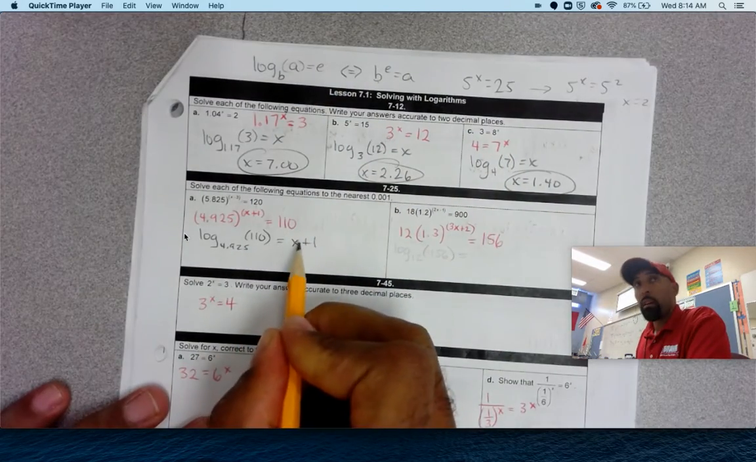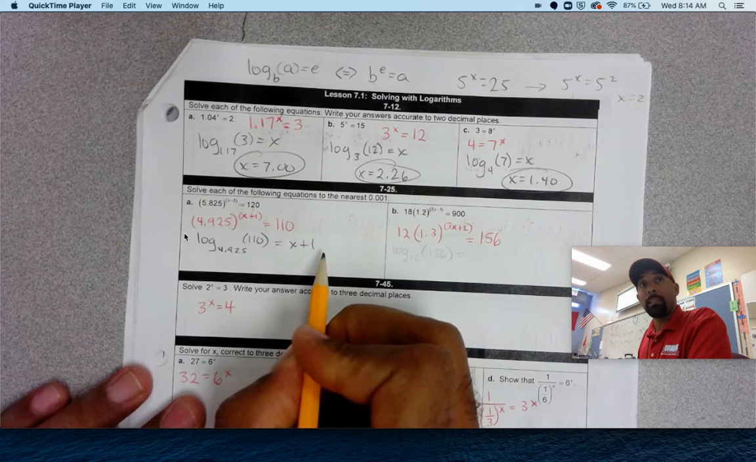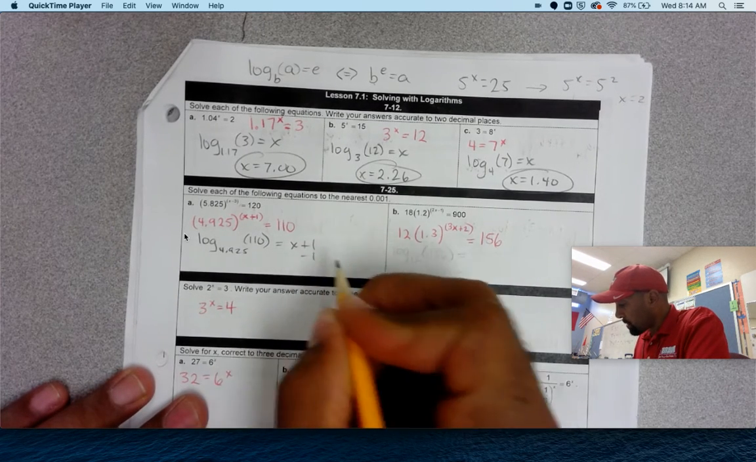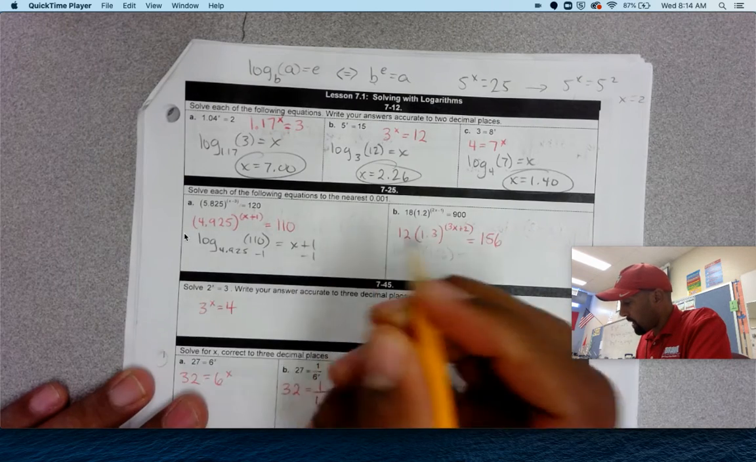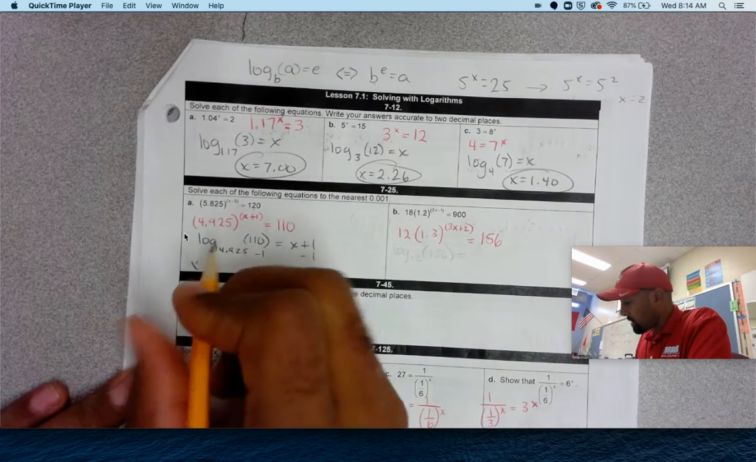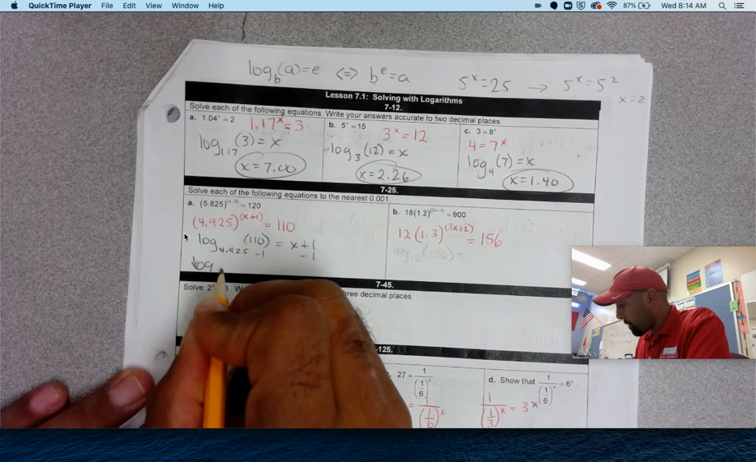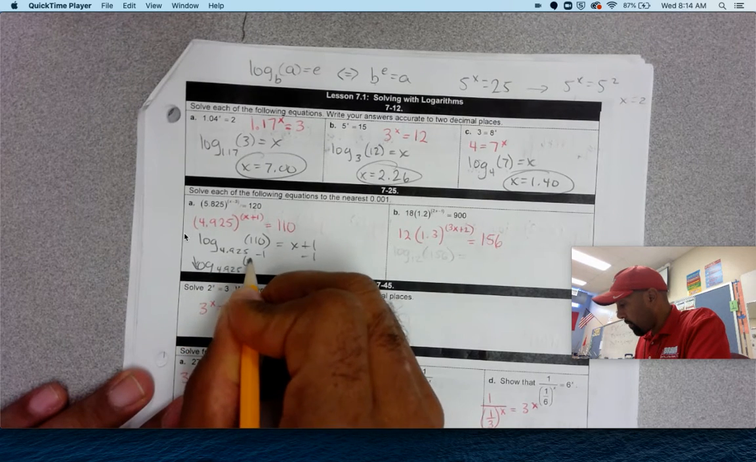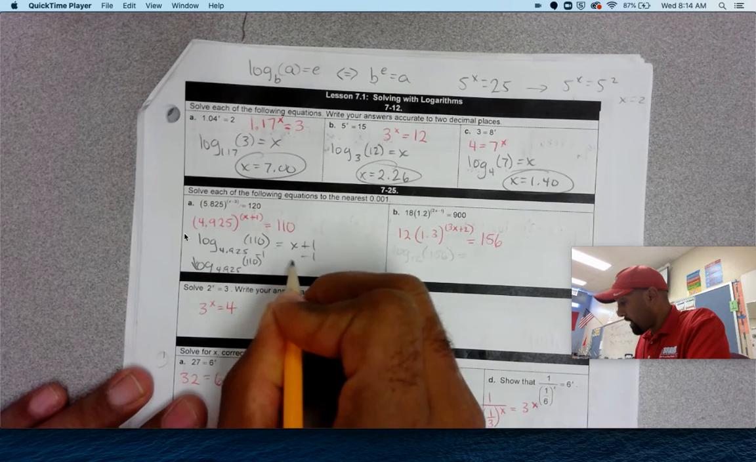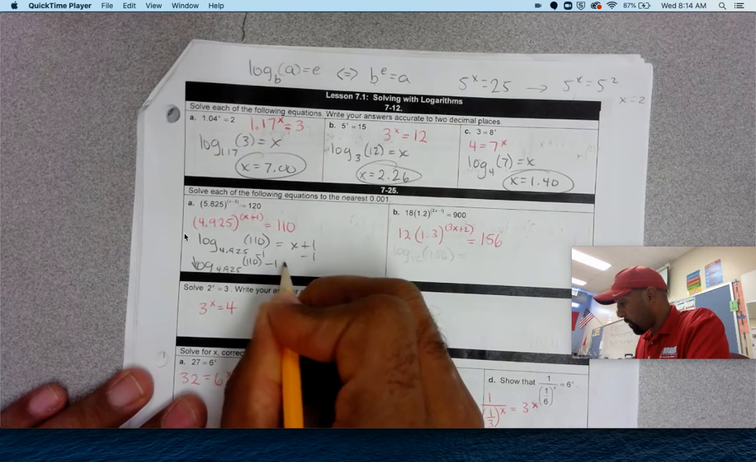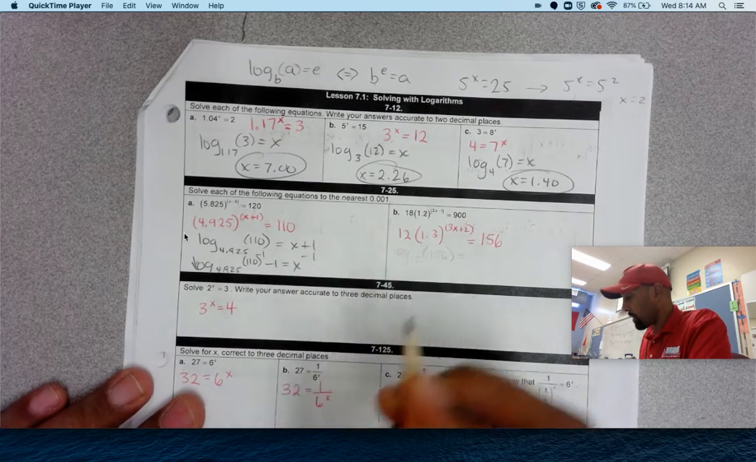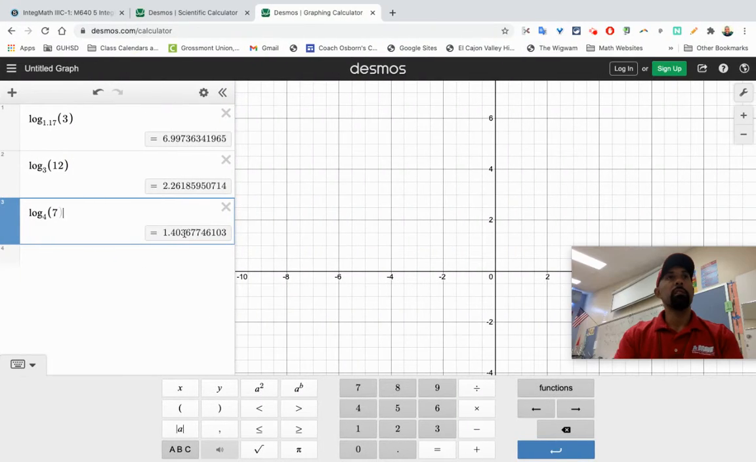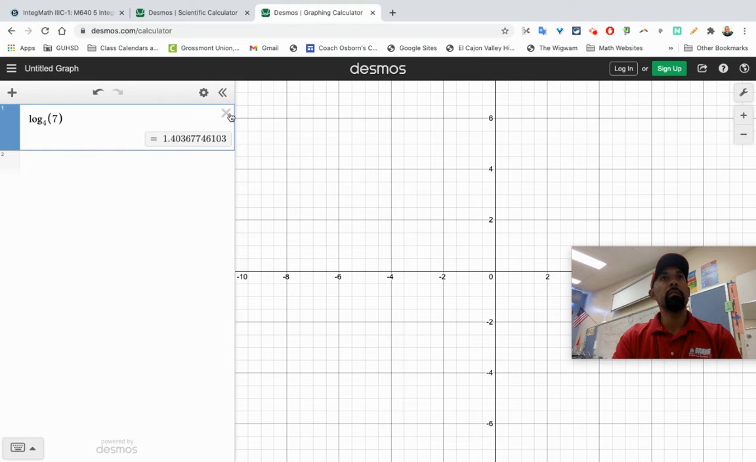Okay, so here, x needs to be isolated, because I've got this plus 1. So what I'm going to have to do is subtract 1 from this side. So essentially what that means is I'm going to have to do the log base 4.925 of 110, and then after that, I have to subtract 1. Okay, so I'm going to have to plug all that in to figure out the solution there. So let's close these out.